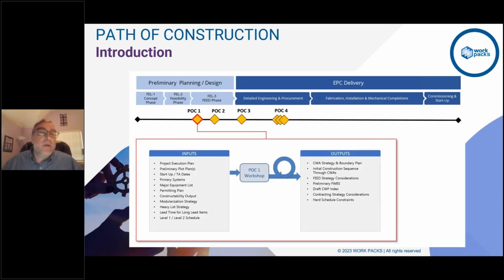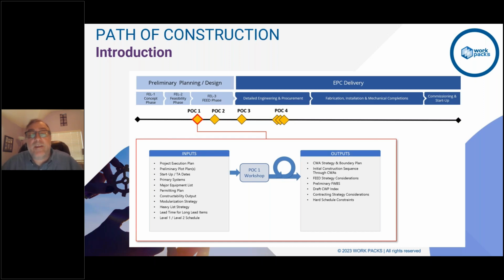So if you look at the POC number 1, a lot of the inputs as well as the outputs are defined here. Project execution plan: you're taking that in, you're looking at the plot plan, any of the startup dates, and you're doing that backwards planning effort, right? So what are all the systems I need to be in, the major equipment, the long lead items, etc. Here you're at a level 1 going into a level 2 schedule and defining that, and any of the modularization strategy, starting to look at a little bit of the constructability, any of the major equipment lists, etc.